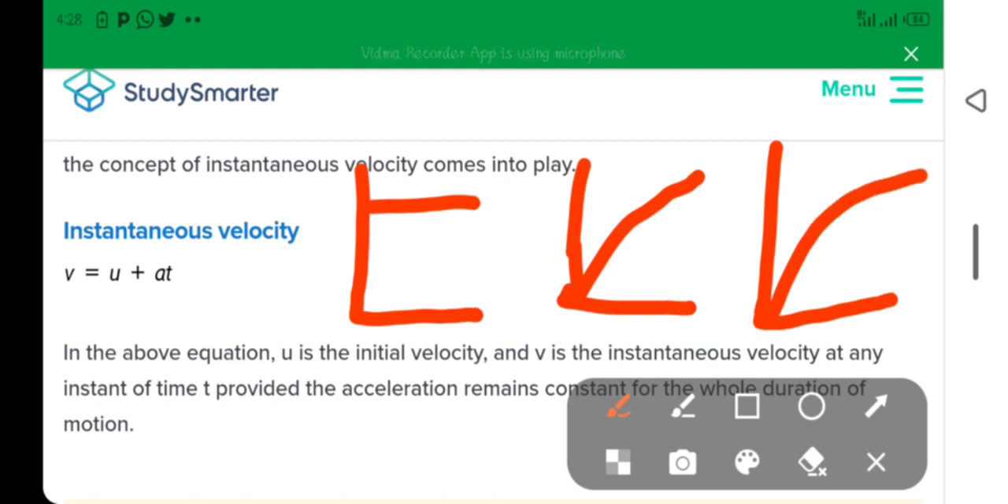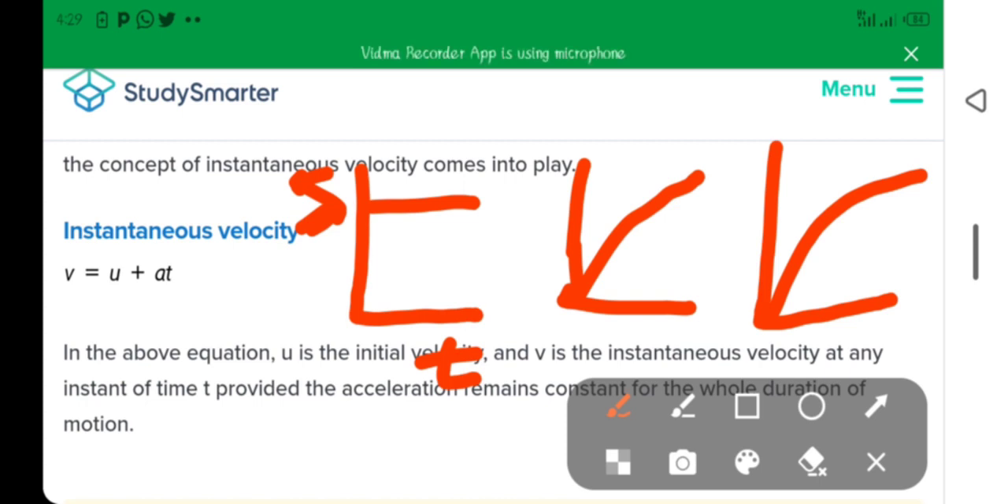Now let's start with the graphs that we have: the distance time graph, displacement time graph, speed time graph, velocity time graph, and acceleration time graph. Let's start with the distance time graph. We represent distance with S, and we represent time with T.